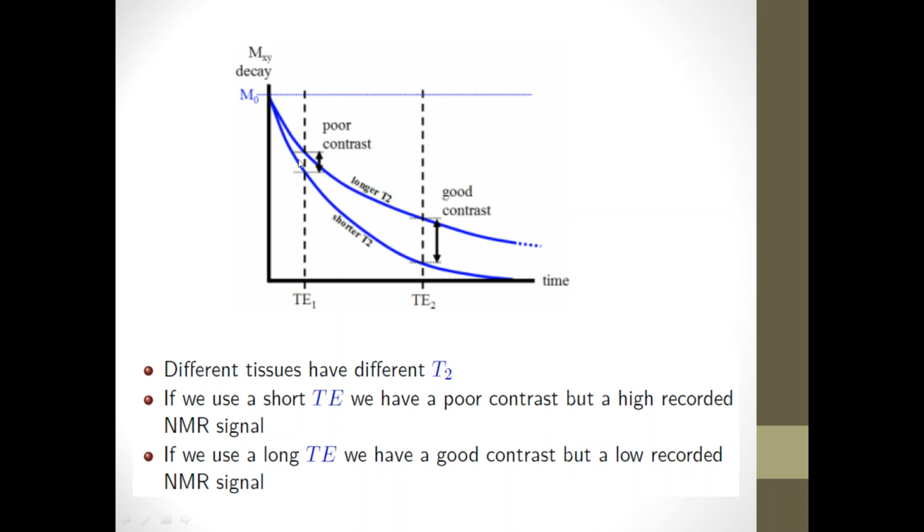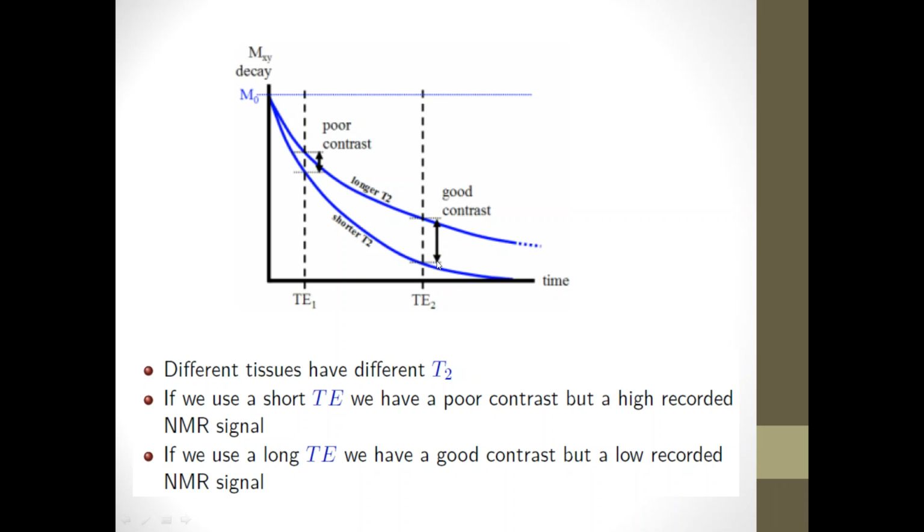Here is a poor contrast. If we record the signal at this time, you will get poor contrast, but if you record the signal here, you will get a good contrast between two different tissues, because here the magnetization of water, for instance, is higher than the magnetization of fat. So the water will give you a bright signal, while fat will give you a less bright signal than water. That's the reason why we have to select the time of recording of the signal.